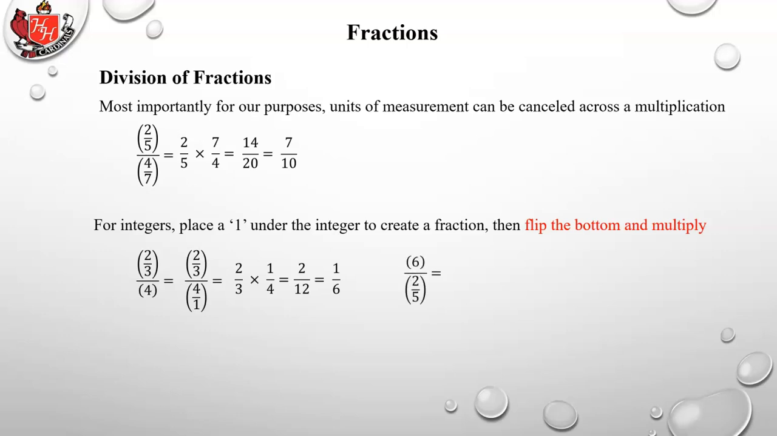If the whole number's on the top, it's the same principle. You put a 1 underneath the 6, so 6 over 1 over 2/5. You flip the bottom, so 6 times 5 is 30, 1 times 2 is 2, gives you 30 over 2, gives you 15.